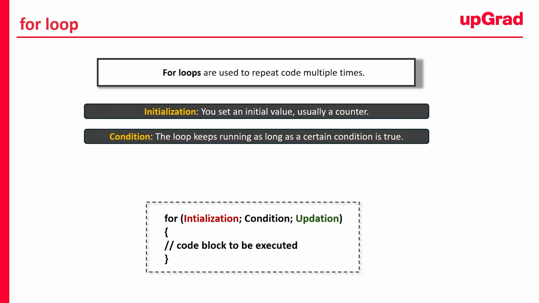The next is condition. The loop continues to execute as long as the specific condition remains true. This condition is checked before each iteration. If the condition is false, the loop stops running.